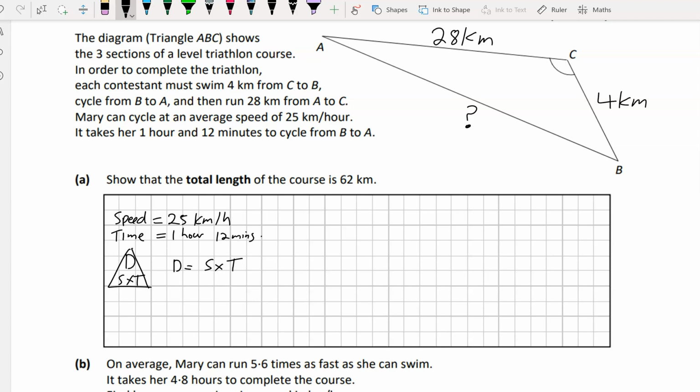Mary can cycle at a speed of 25 in a time of 1 hour and 12 minutes, and we need the distance from A to B to find the full distance of the course. According to Dad's silly triangle, distance is speed by time, but I've got one unit in kilometers per hour and another one in hours and minutes.